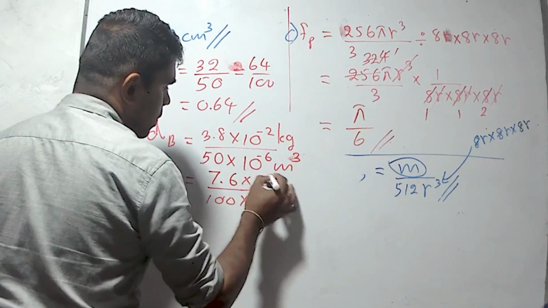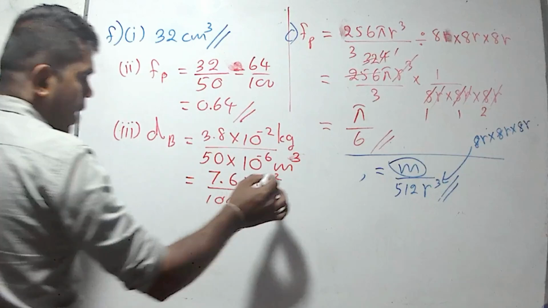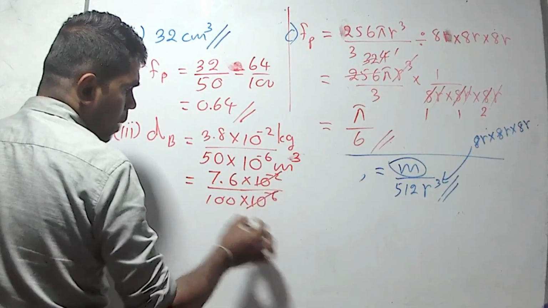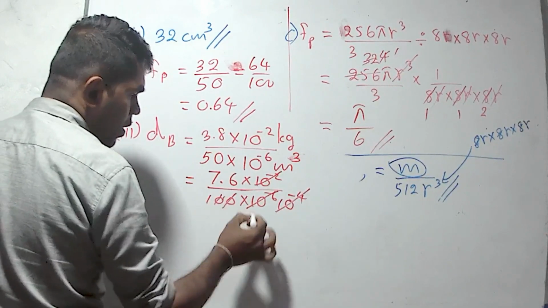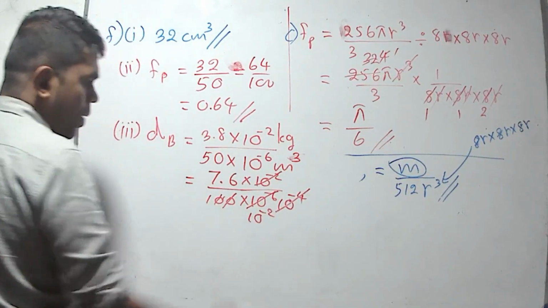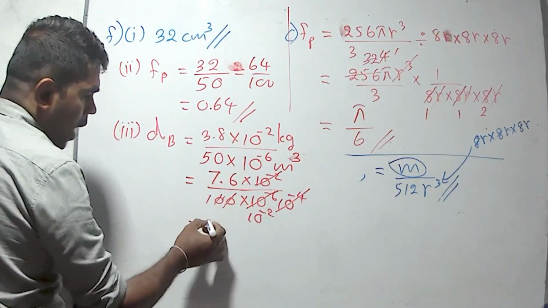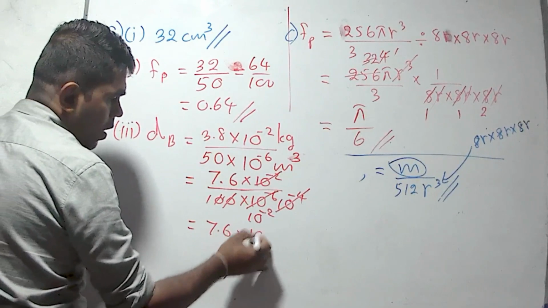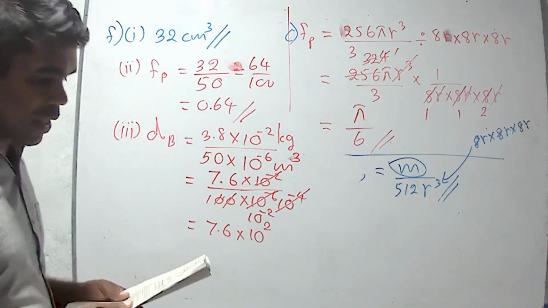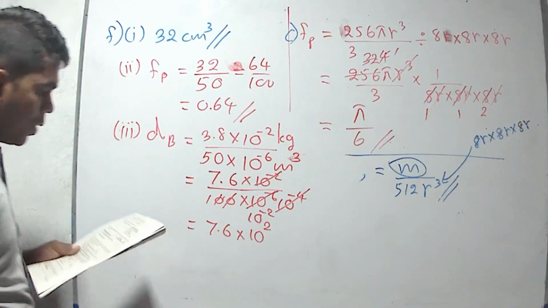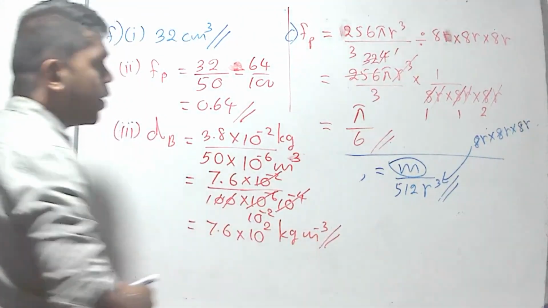In the numerator, there is a 10 to the power minus 12. Then we can cancel out minus 2 and minus 6: 10 to the power minus 4. Again minus 4 and 100, 10 to the power minus 2. When dividing by 10 to the power minus 2, we can take it to the numerator as multiplication, 10 to the power 2. So 7.6 into 10 to the power 2. The unit is kilograms per cubic meter. We have used SI unit.